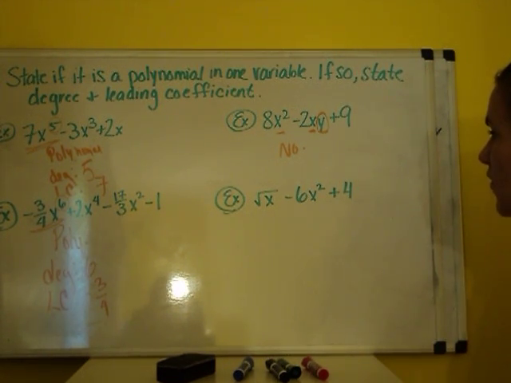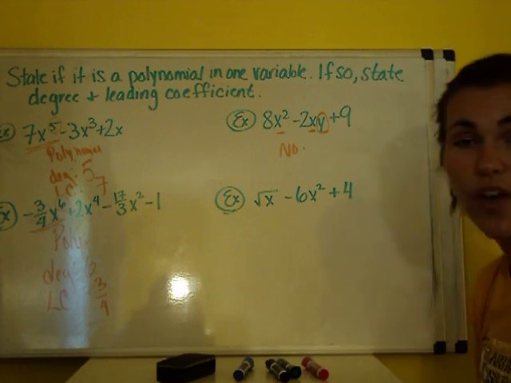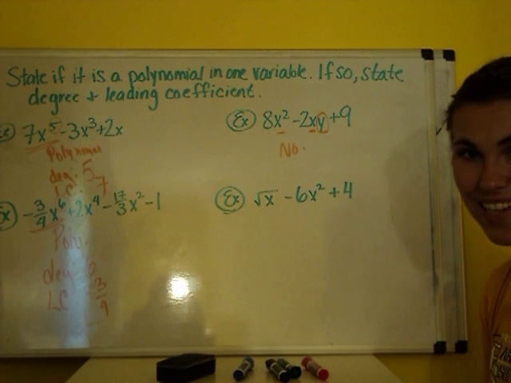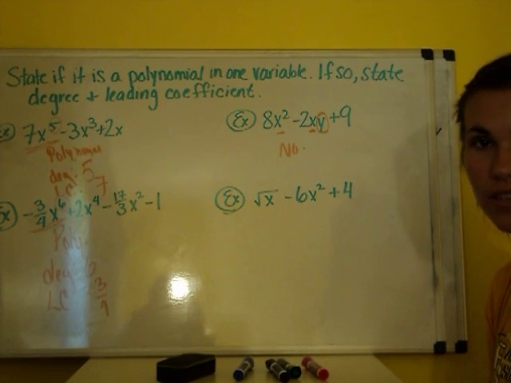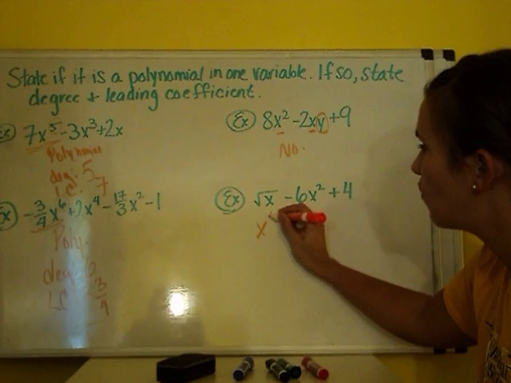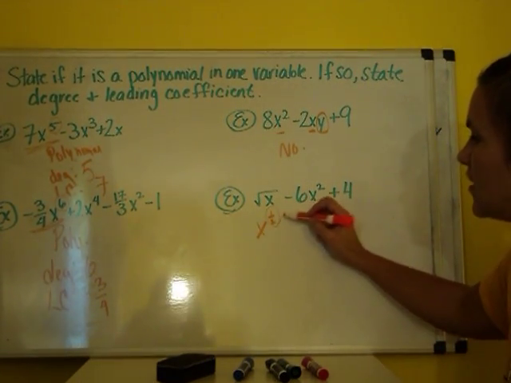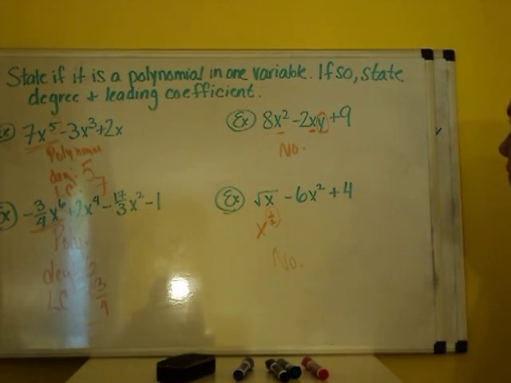This one, we have the square root of x minus x squared plus 4. This one we only have one variable, which is good. All of our coefficients are in fact real numbers, but the issue here is exponents having positive integer exponents. Because if you remember, the square root of x is actually x to the 1/2 power. So this little guy right here is going to make this not a polynomial. And that's our polynomials.